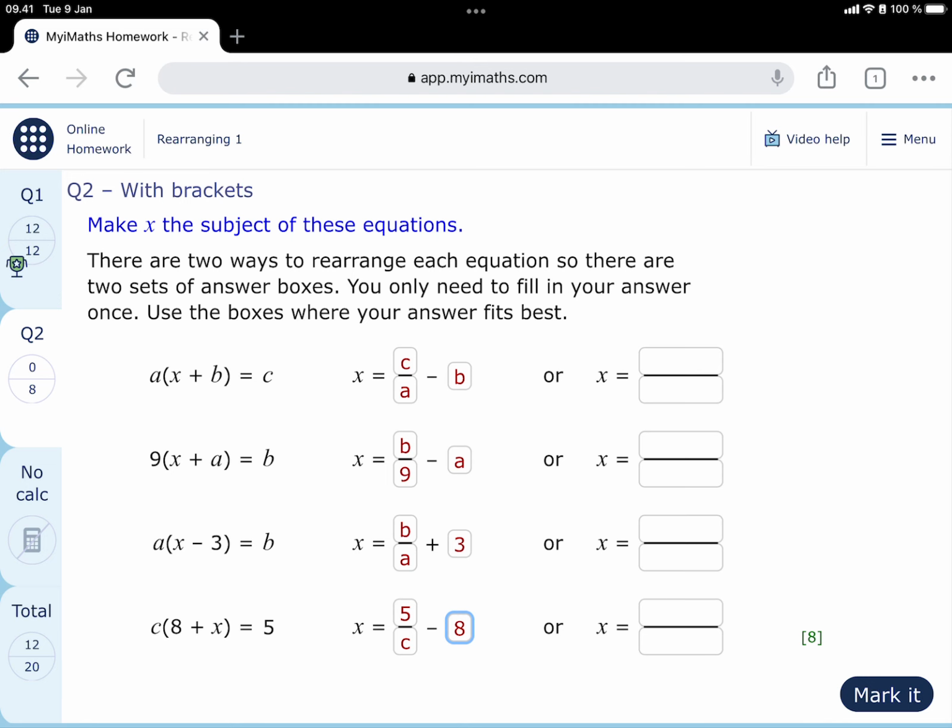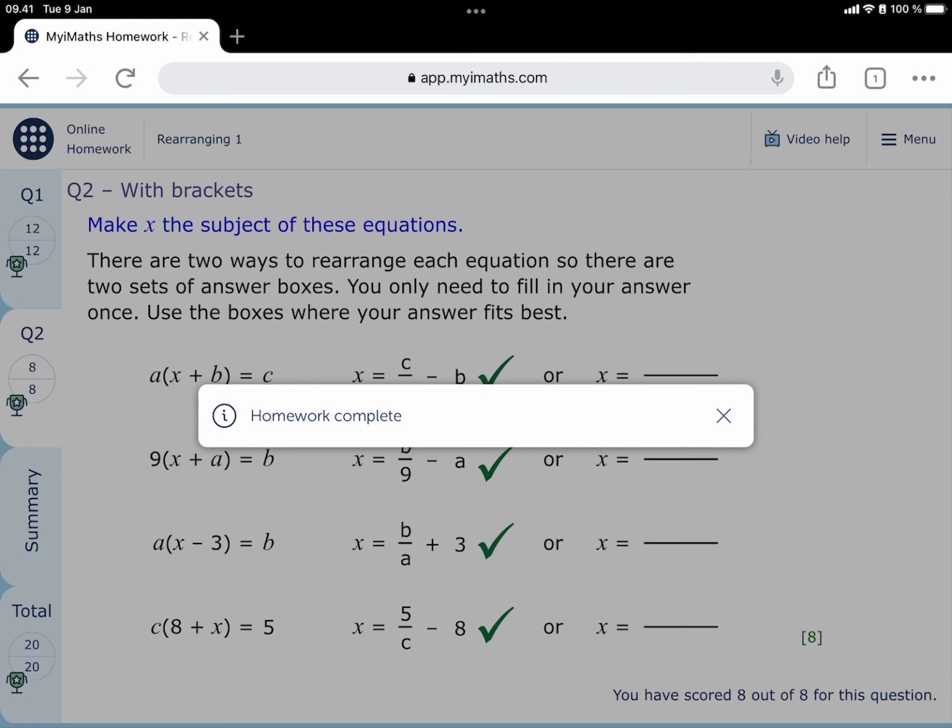So I filled that in the box, and let's mark it. 8 out of 8.